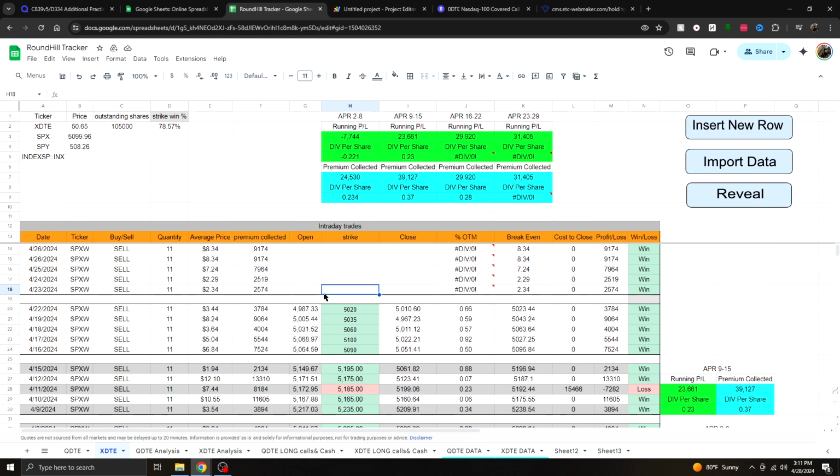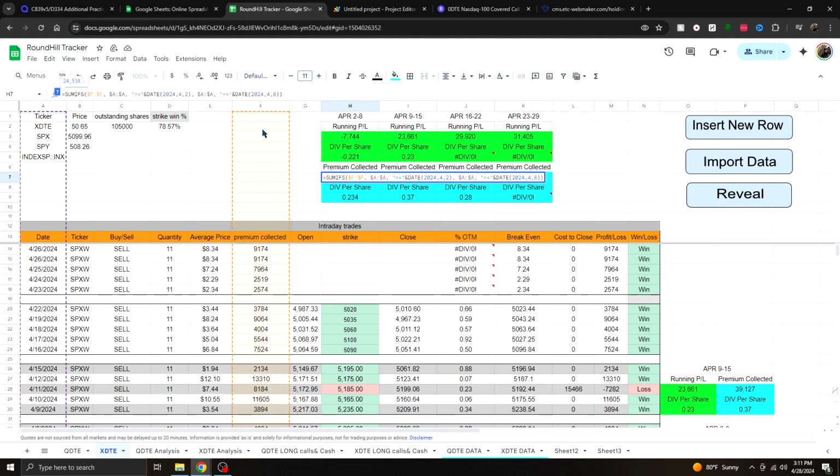Alright, so these ones up here are just calculating the premiums, all the premiums collected, and it's looking for a date range. Let's go look at it, that's this one. This one is looking for the trade dates of 16 right here to the 22, and it's only calculating the total amount of premiums here for that date range.